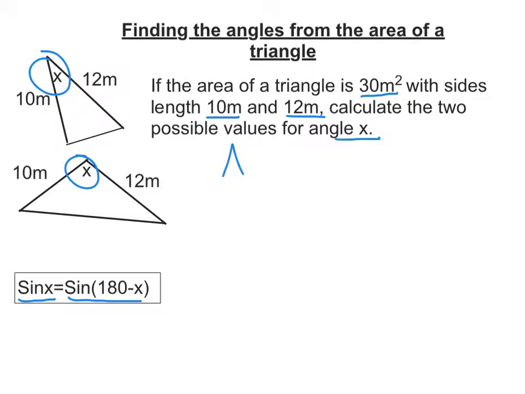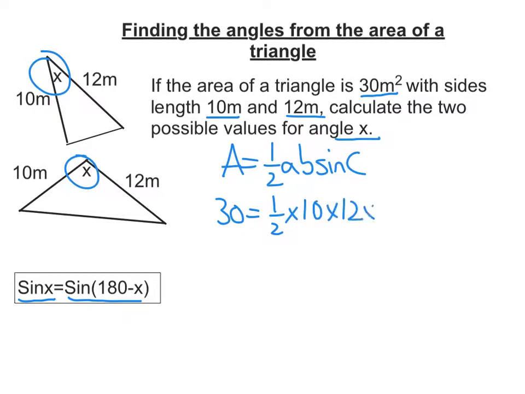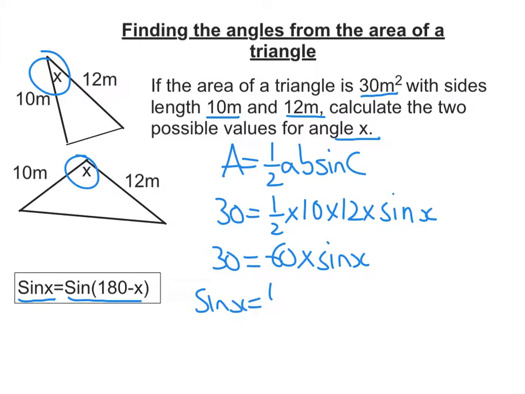So first thing I do is write out the formula, a half ab sine C, remember that from before. Sub my values in, 30 for the area, a half times 10 times 12 times sine of x, that's my angle. Sort out the right hand side, so a half times 10 times 12 is 60. Divide everything by 60 and I get sine x is equal to a half.